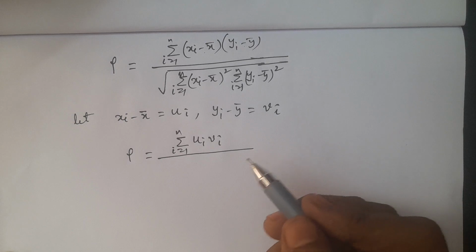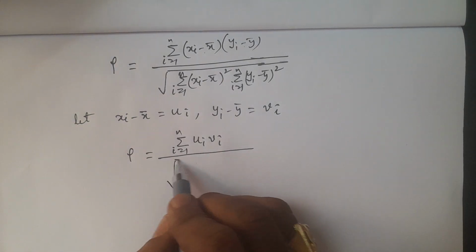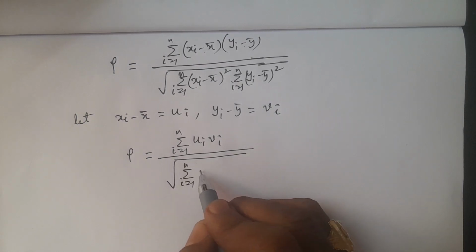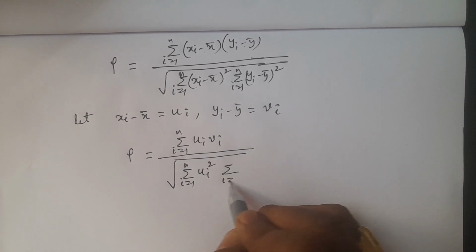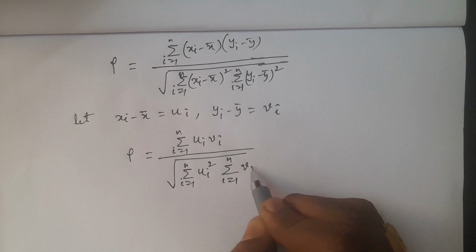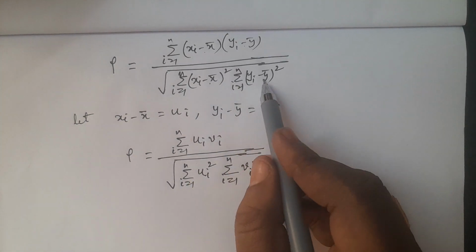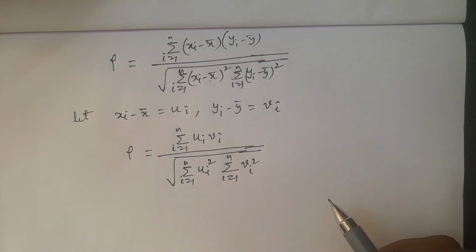Please remember that summation always refers to i equal to 1 to n, because you have n individuals. That is the reason why it is always summation i equal to 1 to n for ui and vi, and summation i equal to 1 to n ui square into summation i equal to 1 to n vi square. This is ui square, this is vi square: summation ui square, summation vi square.